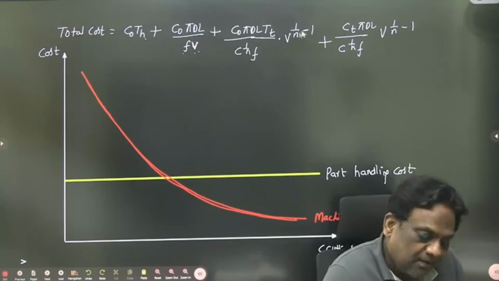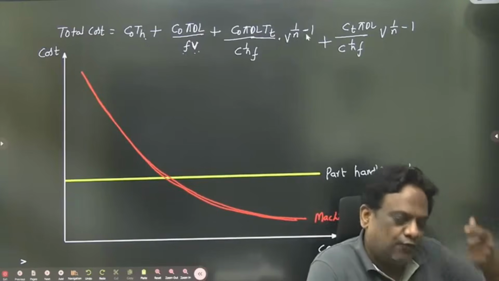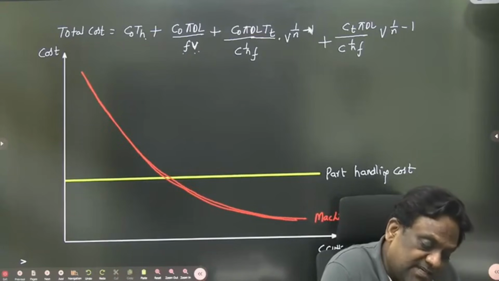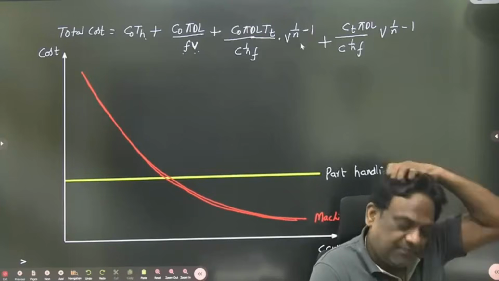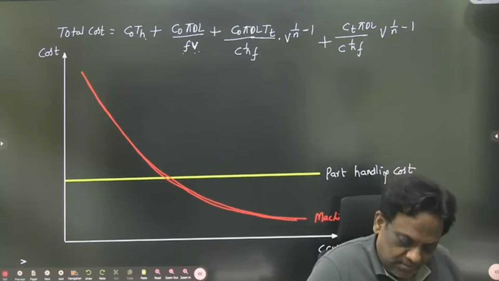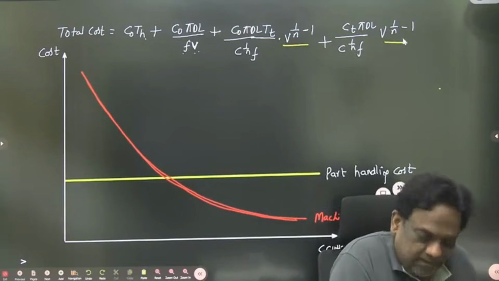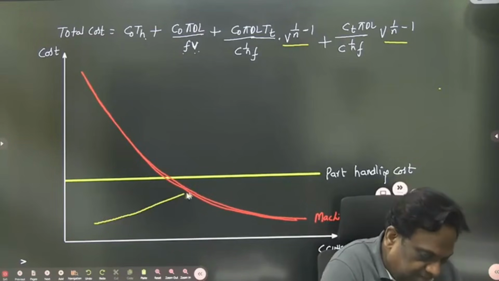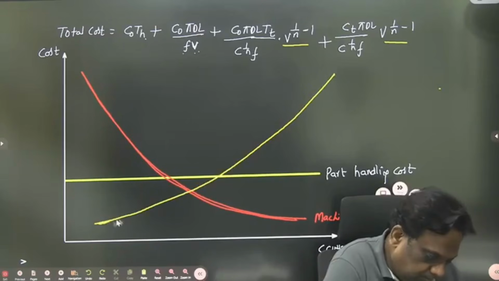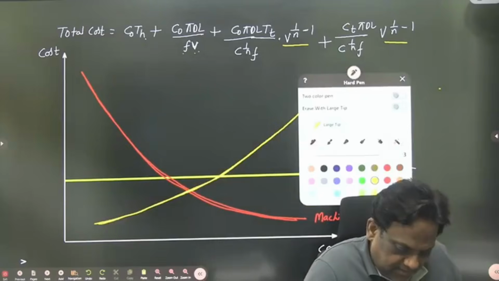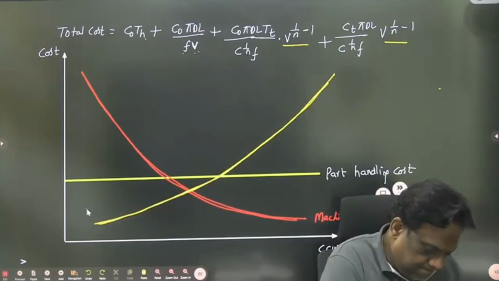And the other one, look, 1 by n, let us say n is 0.25. When n is 0.25, 1 by 0.25 is 4. 4 minus 1 is 3. So when velocity is increasing, it is directly in the numerator, so it is increasing. Therefore it follows this. Both are following the same trend. The power is the same for both. So one is like this and the other is like this.